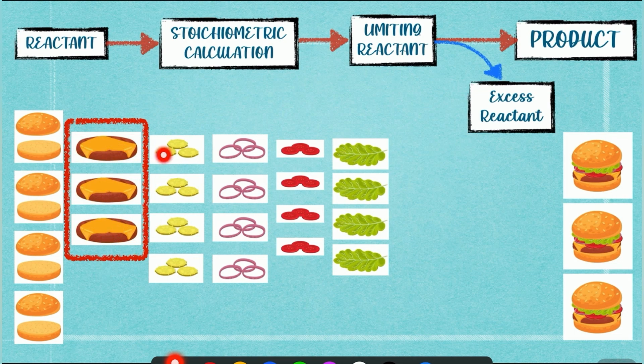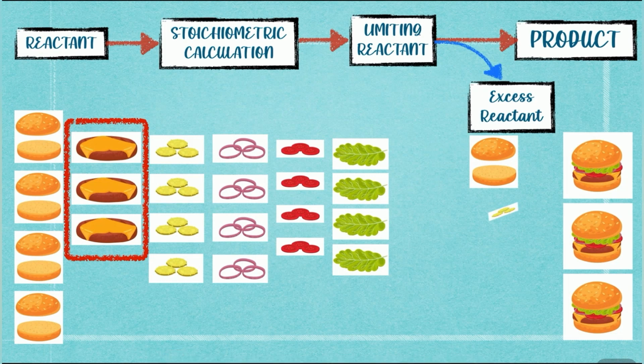So this is the smallest number compared to the other ingredients. So this is the limiting reactant, which will limit the amount of burgers produced. At the same time, there will be excess reactant. So what is the excess reactant? From the 4 pairs of buns, it only used 3 pairs of buns. So one of the buns will be excess reactant.